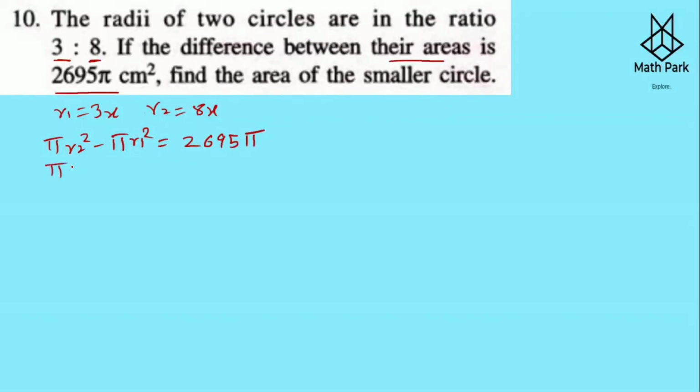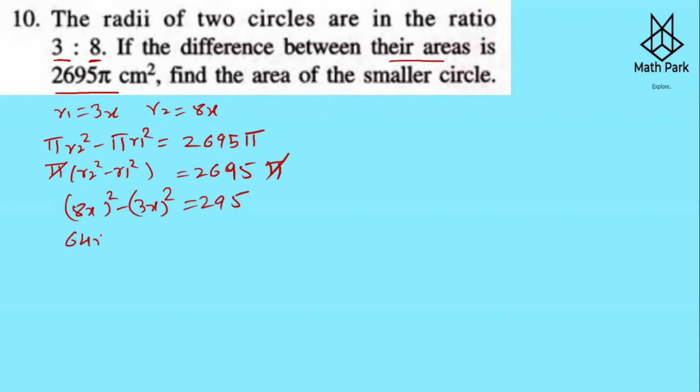So let us take pi common. We have R2 square minus R1 square is equal to 2695. This pi gets cancelled. R2 is 8x, so we have 8x the whole square minus 3x the whole square is equal to 2695. 64x square minus 9x square is equal to 2695. So 64 minus 9 is 55x square is equal to 2695.